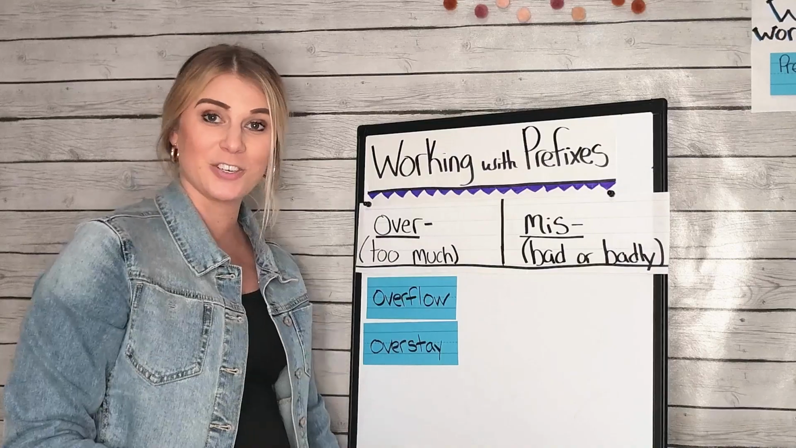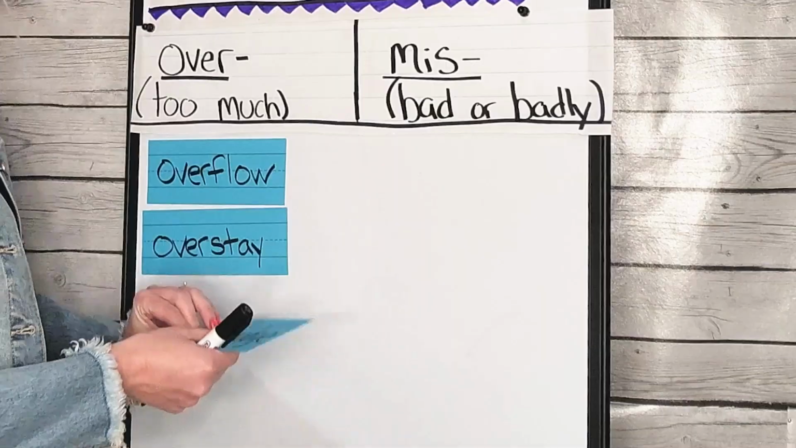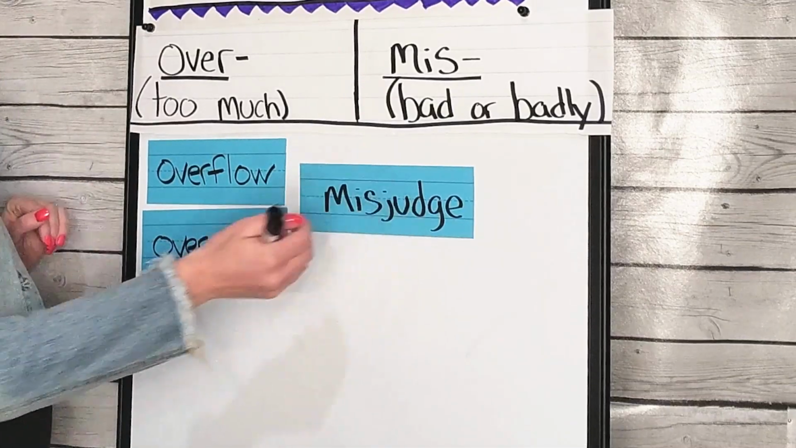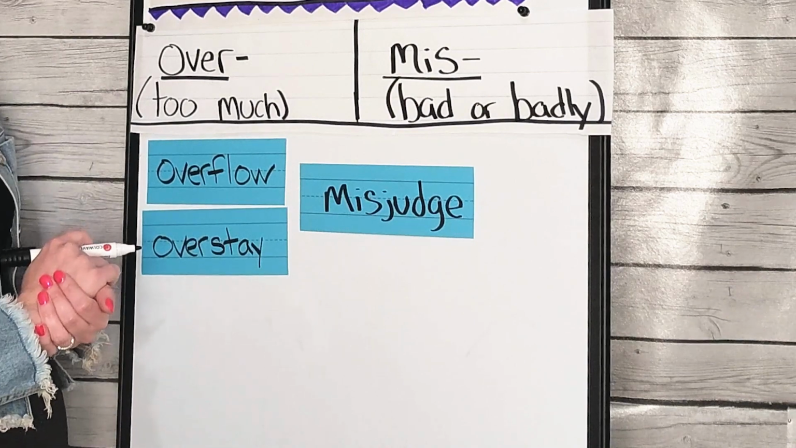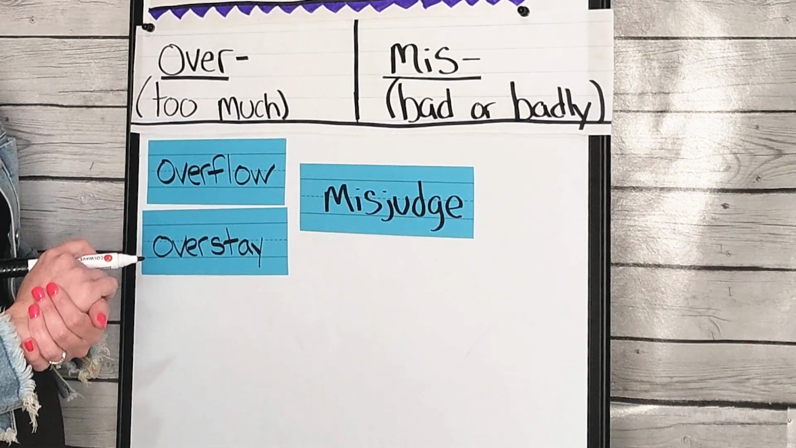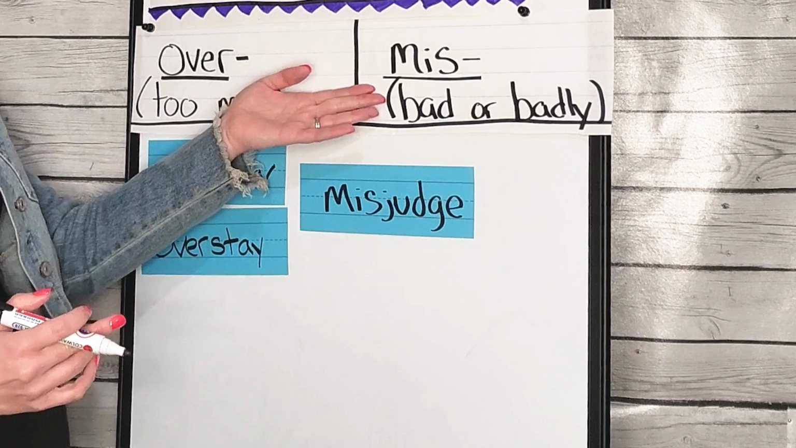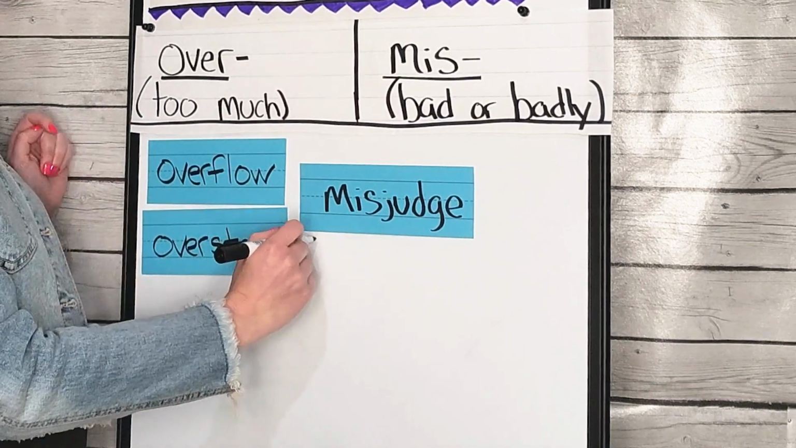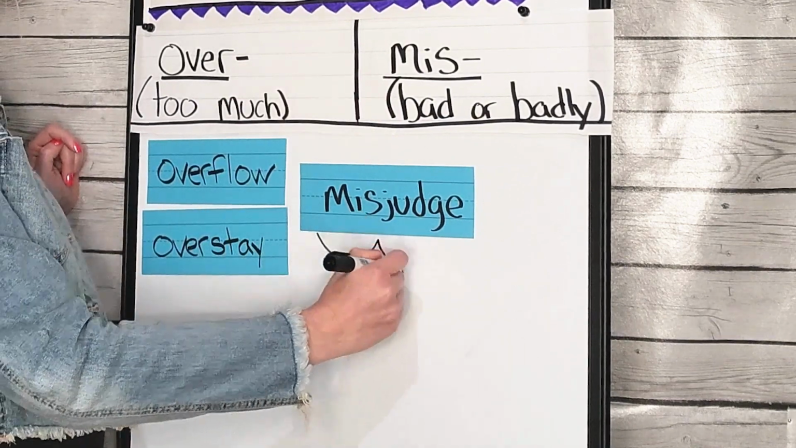Readers, you're doing such a great job. Here's our next word. Can you spot the prefix in this word? You see miss? Great job. Let's loop and swoop. Miss, judge.